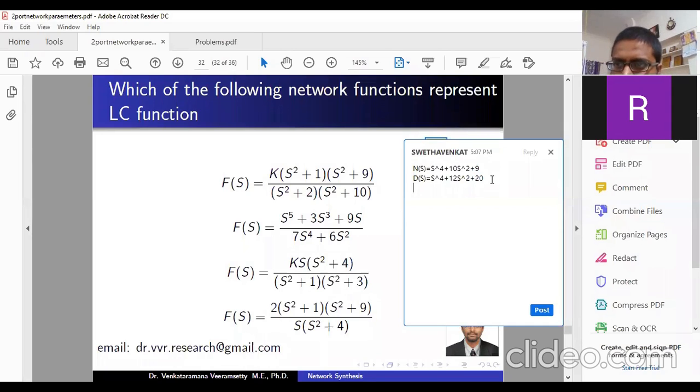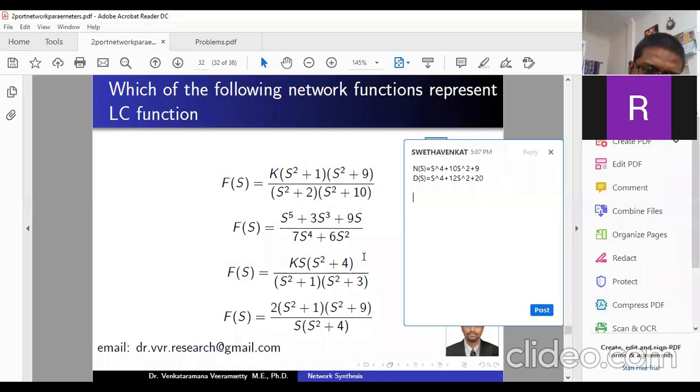Okay, now I hope you understand. So no need to check the remaining. If we have a total of 5 conditions and any one of the conditions fails, no need to check the remaining, right? So the first given network function is not an LC network function. Now we will check the second network function.